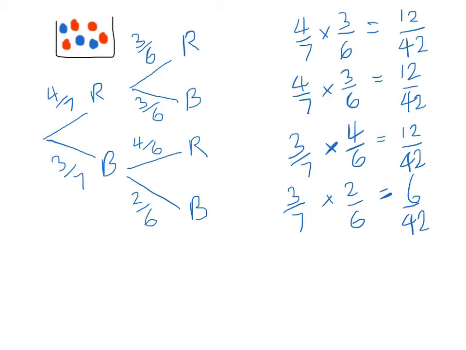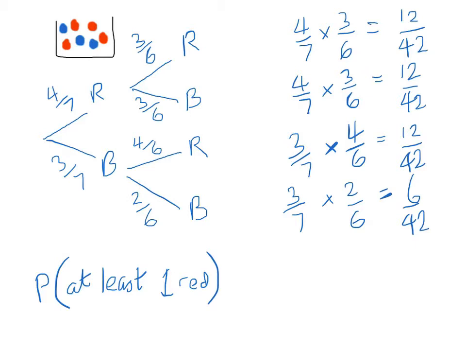Now, the probability of picking at least 1 red. So that could be a red and then a blue. It could be a red and then a red, because that's at least one red. Or it could be a blue and then a red. So we're looking at these three probabilities here.